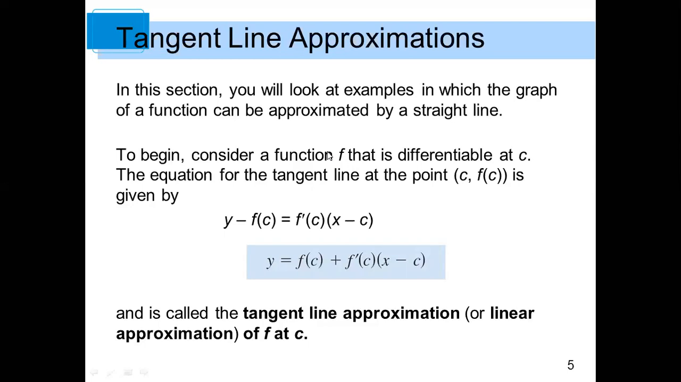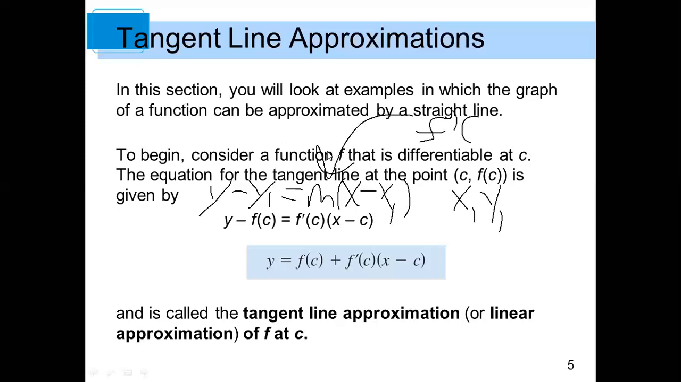The equation for the tangent line at point (c, f of c) is given by y minus f of c equals f prime of c times x minus c. That is just the point-slope form of an equation: y minus y1 equals the slope times x minus x1. Remember, c is your x1, f of c is the y value at c, so that's your y1. m is just your slope, which is the derivative at the point of tangency.